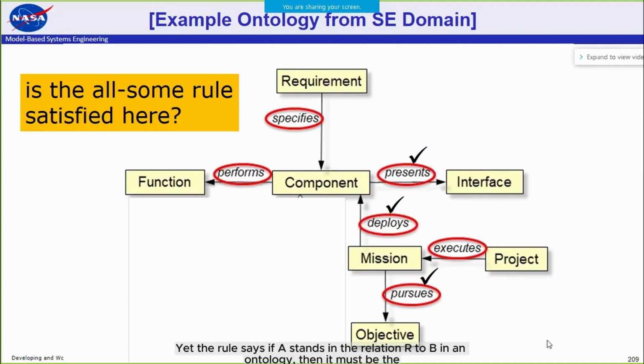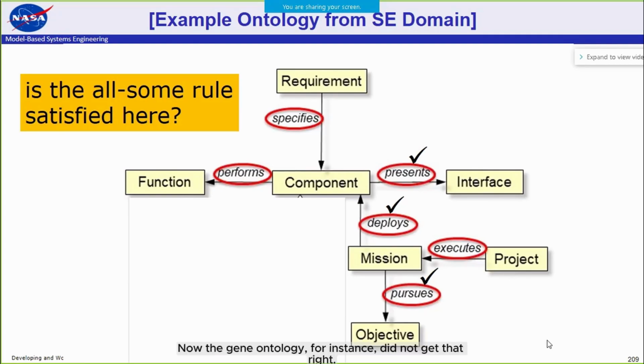The rule says if A stands in the relation R to B in an ontology, then it must be the case that every instance of A stands in that R relation to some instance of B. So, one more cut. Yes. If A stands in R to B, then every instance of A has to stand in this R relation to some instance of B. So if you put brain part of head in your ontology, it has to be the case that in living, healthy organisms, every brain is part of some head. And it is. Every brain is part of some head.